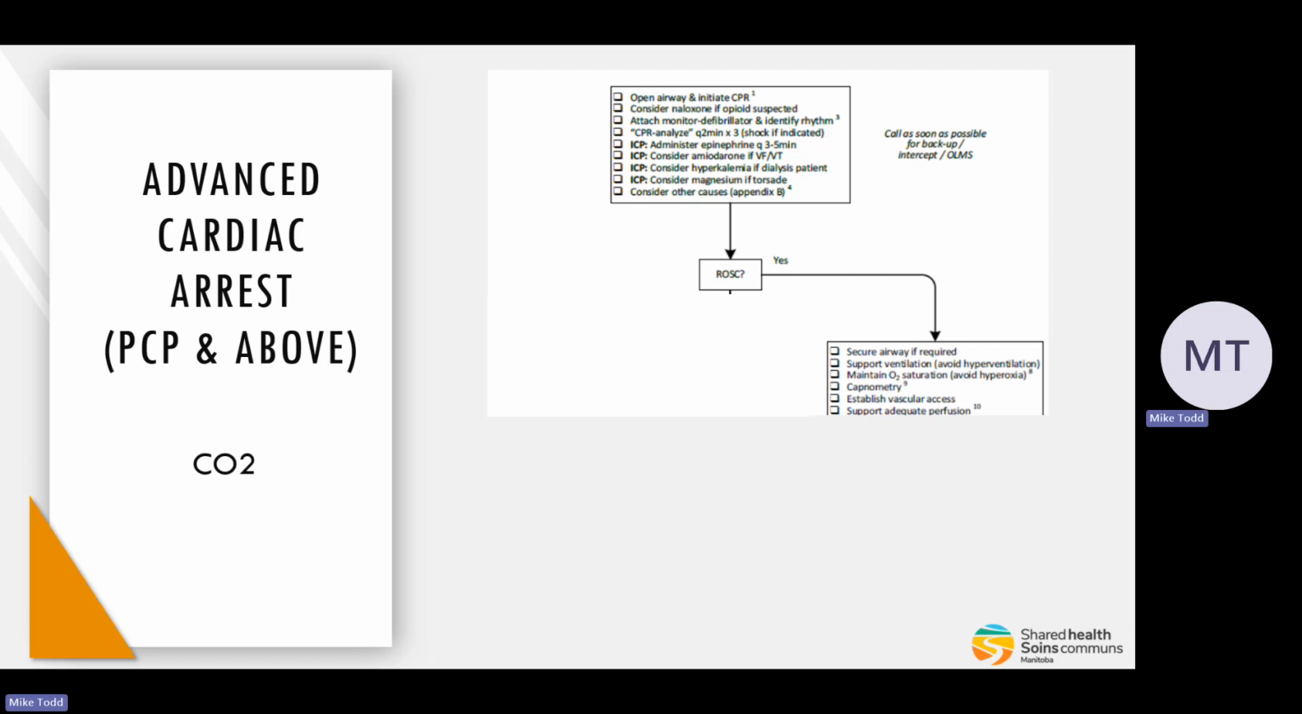If we haven't gotten IO or IV access already, we can do that. If they're really still in extremis, we can look at IO if we haven't had that already. And we're going to look at getting perfusion back to a systolic blood pressure of approximately 90 or mean arterial pressure greater than 65 in adults.